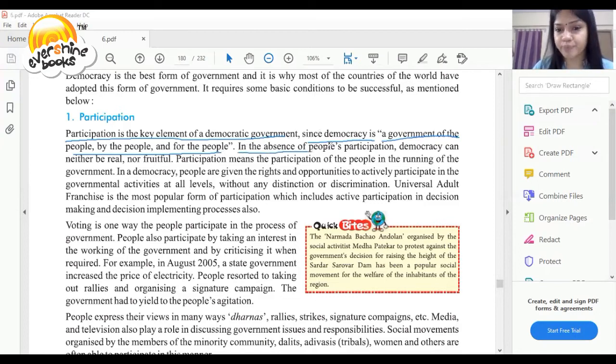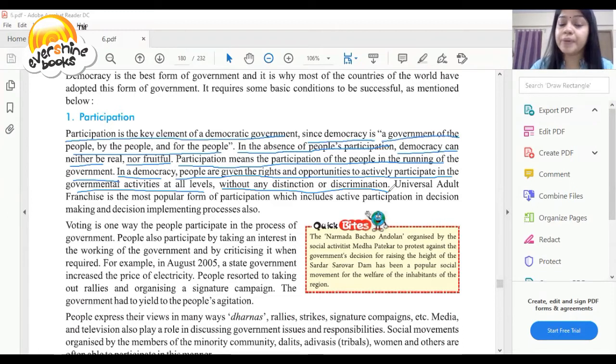In the absence of people's participation, democracy can never be real or fruitful. Participation means the participation of the people in the running of the government. In a democracy, people are given the rights and opportunities to actively participate in government activities at all levels without any distinction or discrimination. This is again a very important feature of democracy.